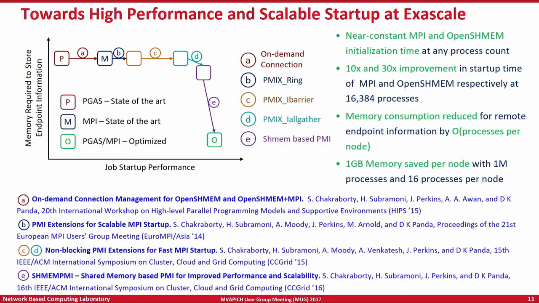So the first thing that you need from a parallel programming middleware like MVAPICH2 is to get your job running fast. So MVAPICH2 has done a lot of work in this area to, one, increase the job startup speed as well as reduce the memory utilization required for connection setup significantly. Through our designs, we have been able to see up to 10 to 30x improvement in startup time for MPI as well as PGAS programming models like OpenSHMEM at very large core counts. We have been able to reduce the memory consumption for storing remote endpoint information.